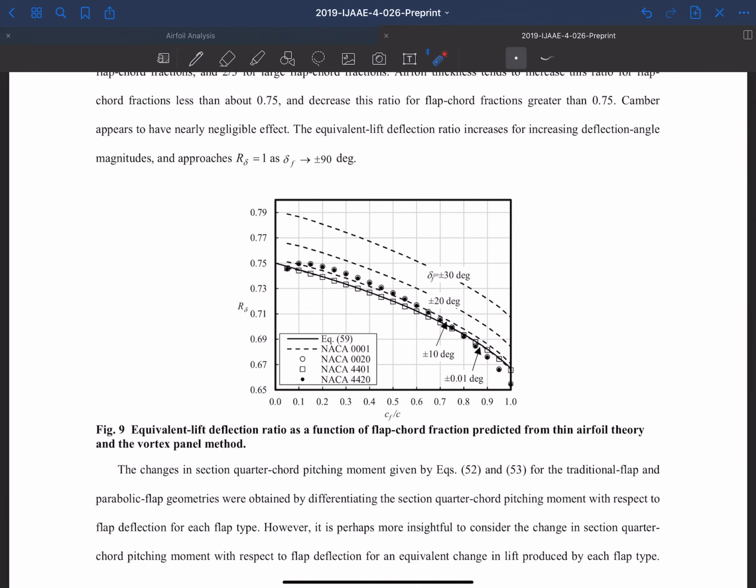Okay, so I guess the big takeaway here is that in general, the parabolic flap needs less deflection than the traditional flap in order to create the same aerodynamic response. We're generally deflecting that flap in order to increase the lift on that airfoil or the wing, or to decrease it, if we deflect it up, I guess. But we don't have to deflect the parabolic flaps as far as we do traditional flaps, because they are more efficient. They have a higher flap effectiveness.